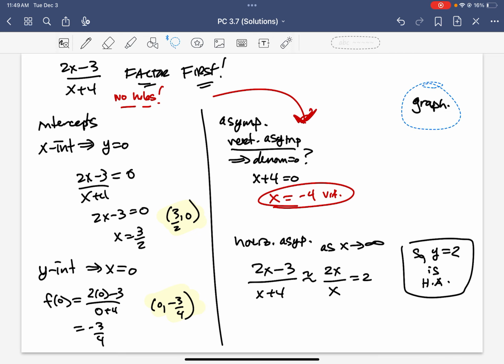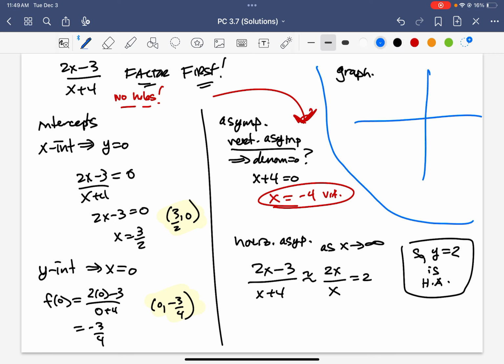And now I'm ready to put all that cool information together in a graph up here. So when I do, I know that I have a vertical asymptote, x equals -4. I have a horizontal asymptote, y equals 2. And I have the point (0, 3/2), so it's going to be here. I'm sorry, I know that I have the point (3/2, 0).